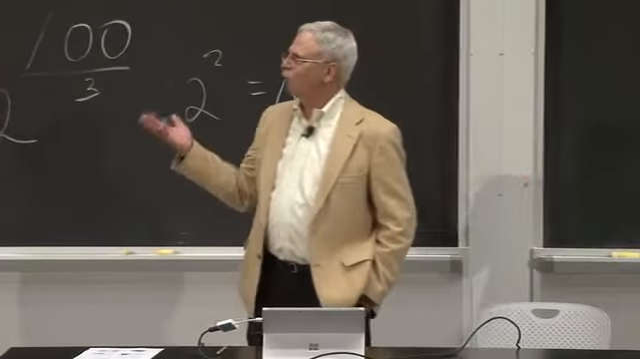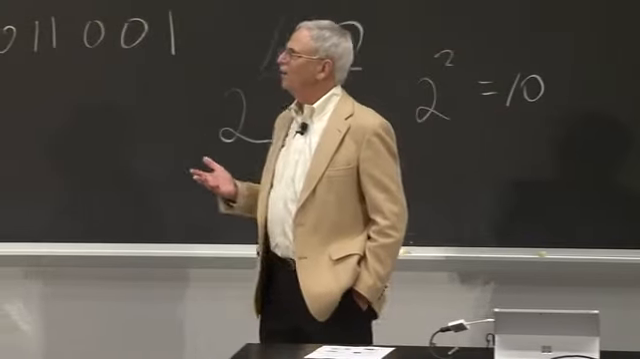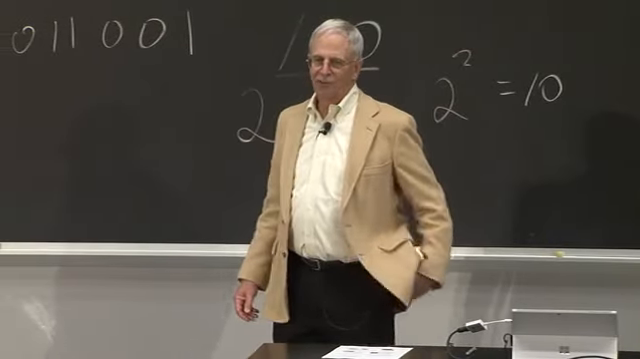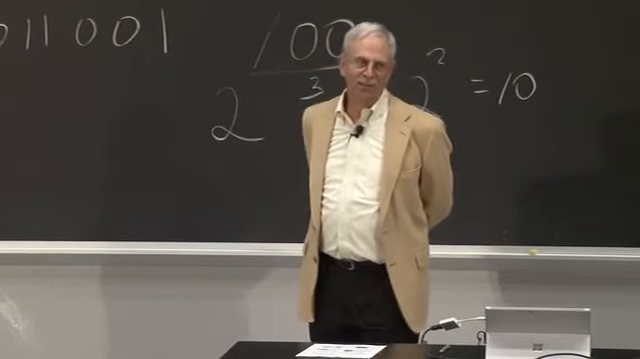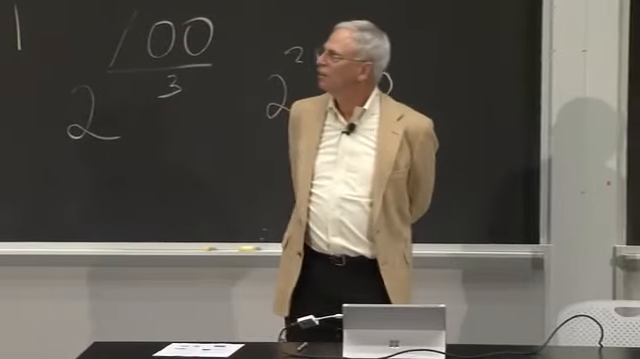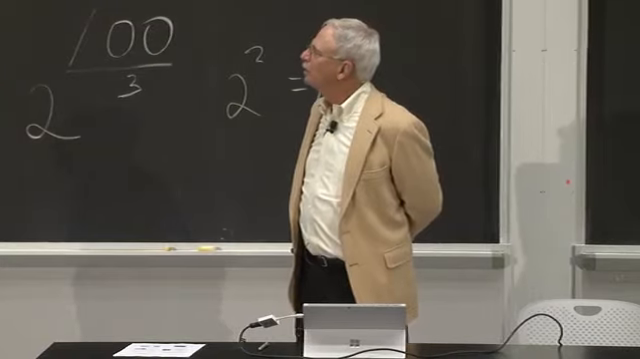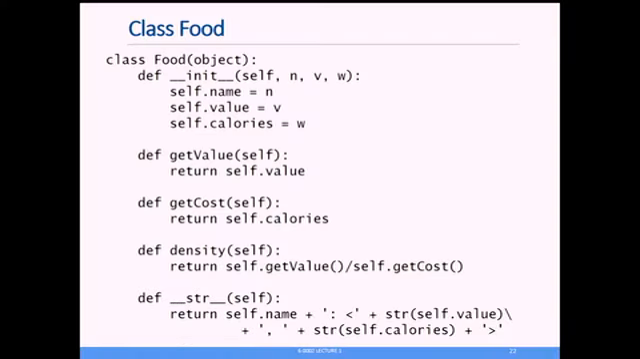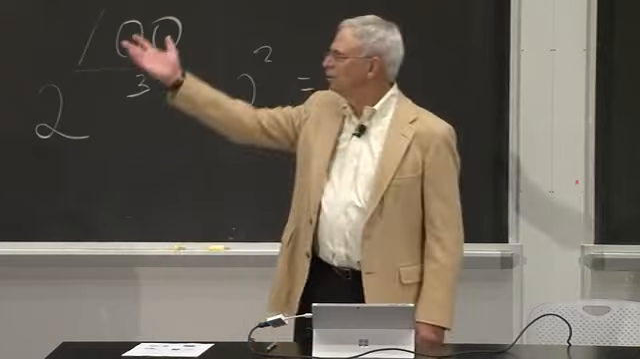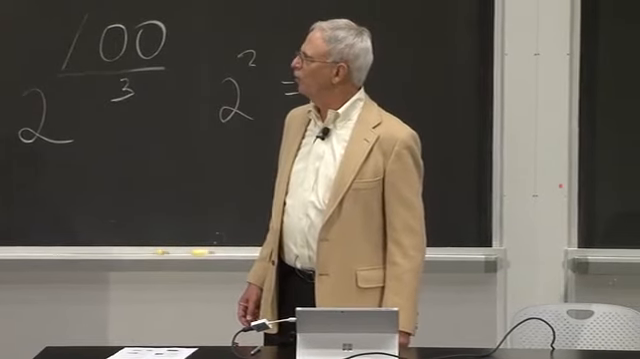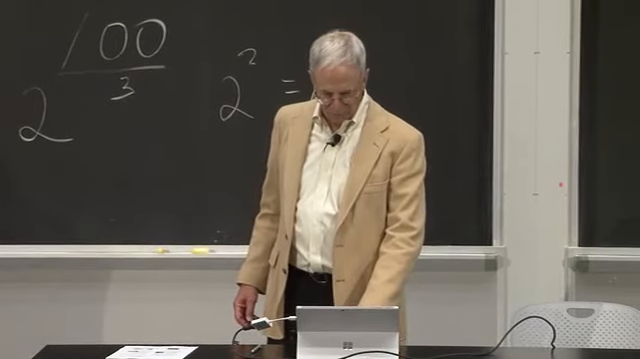Well, as you saw in 6.0001, we like to start with an abstract data type. Like to organize our program around data abstractions. So I've got this class Food. I can initialize things. I have a getValue, a getCost, density, which is going to be the value divided by the cost, and then a string representation. So nothing here that you should not all be very familiar with.